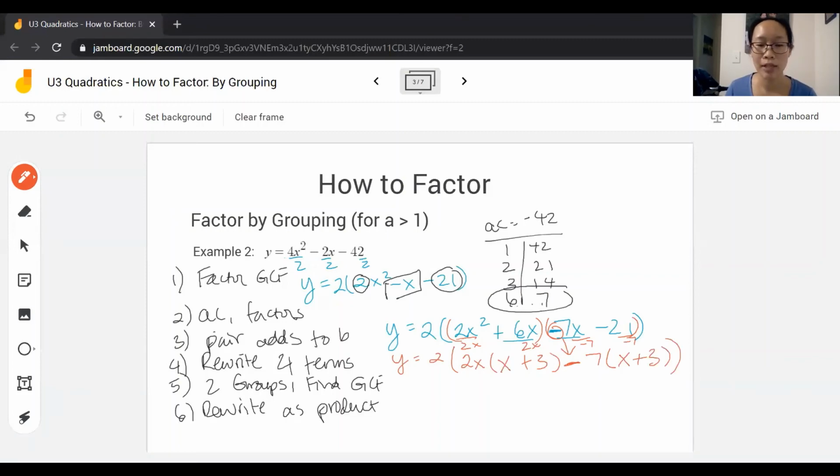Now, in step 6, I'm going to use GCF again. My GCF is now x plus 3. And then what's left is 2x minus 7. Be careful. If these two terms don't match, you cannot factor it out. You cannot move on. It just means that this problem can't be factored by grouping, and you can use a different method. But if they are the same, if they match, you can pull it out as a common factor, and you have your new product.